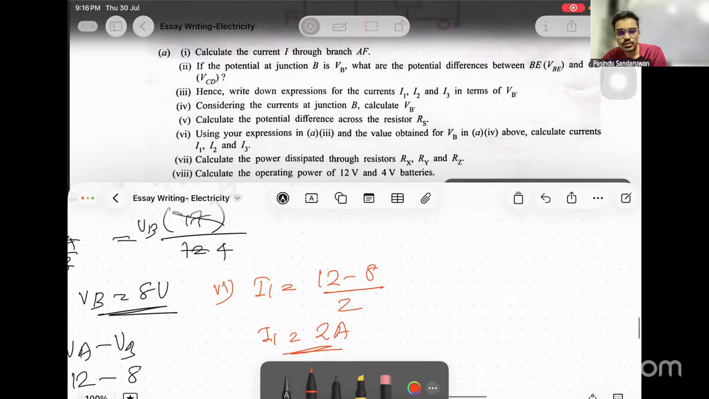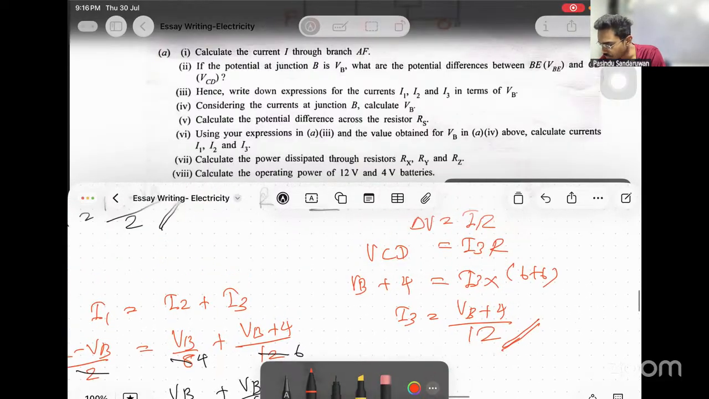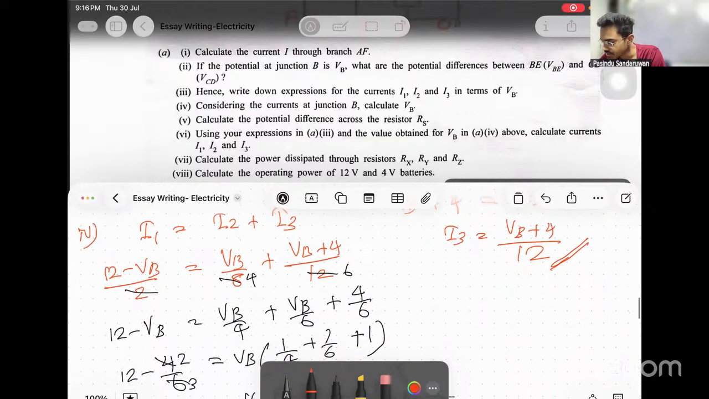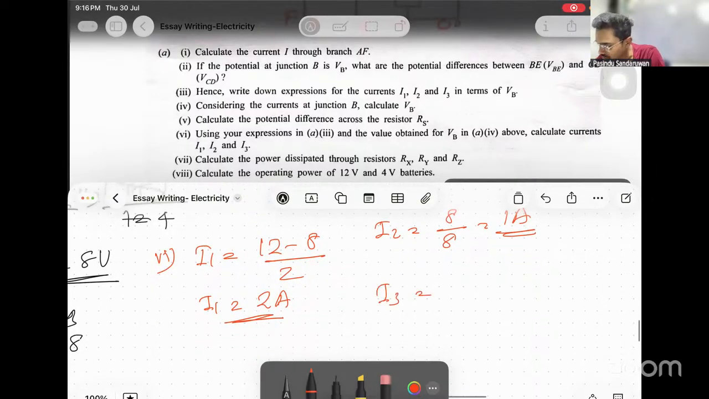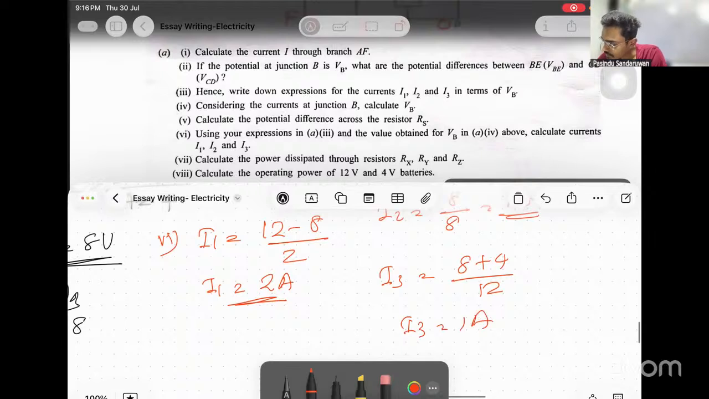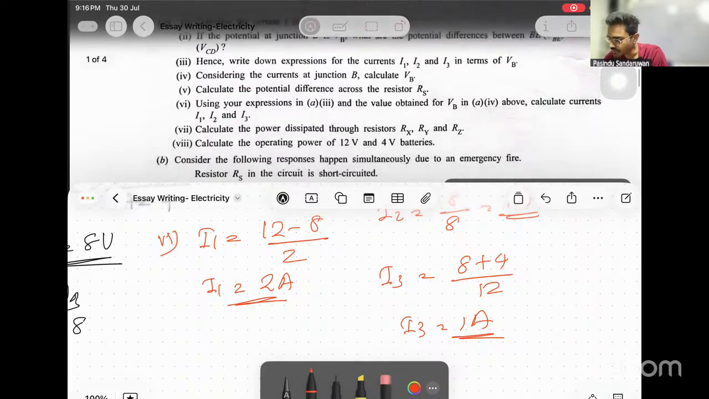Then I2, we found I2 is VB over 8. Then VB was 8. 8 over 8, 1 ampere. I2 is 1 ampere. Then I3 was VB plus 4 over 12. Then VB is 8. 8 plus 4 over 12. Then I3 is also 1 ampere. Right? Currents are 2 amperes, 1 ampere, 1 ampere. 7.